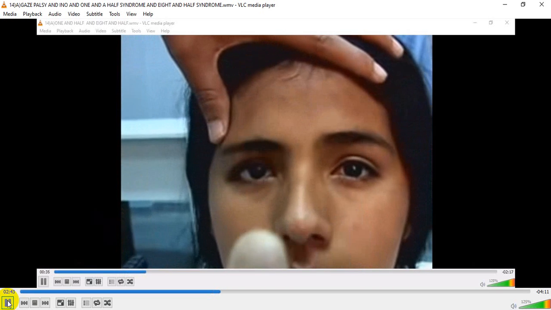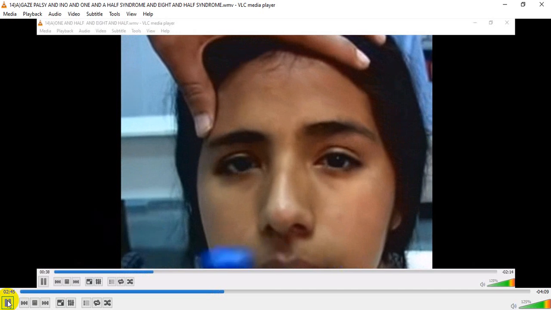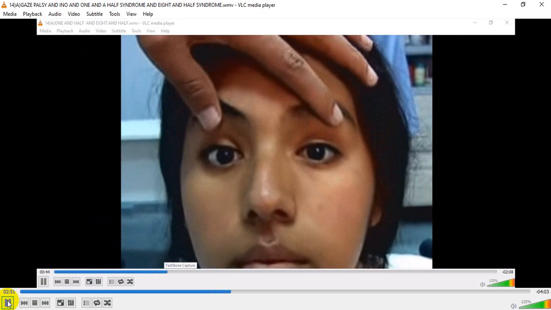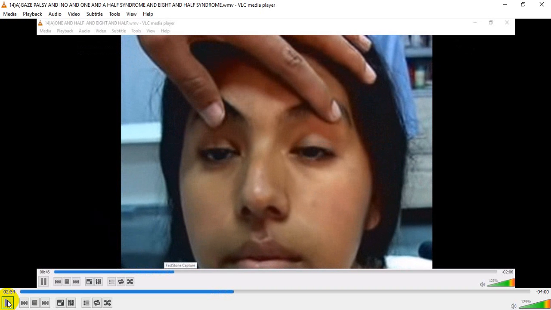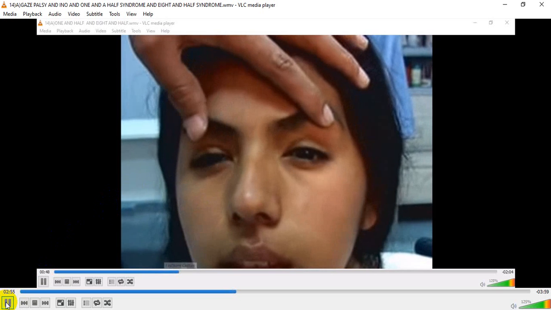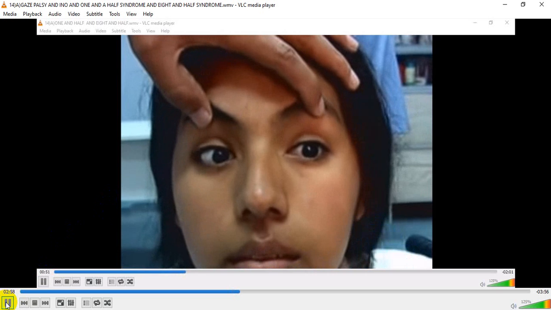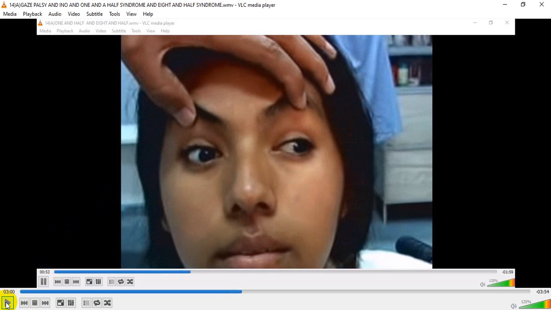Now when you are asking the person to look to the right, see, left eye can adduct, but right eye cannot abduct. So that side 6 cranial nerve is being involved, or lateral rectus is being involved. This is while moving to the left. So when moving to the left, this lateral rectus is working, medial rectus is working.